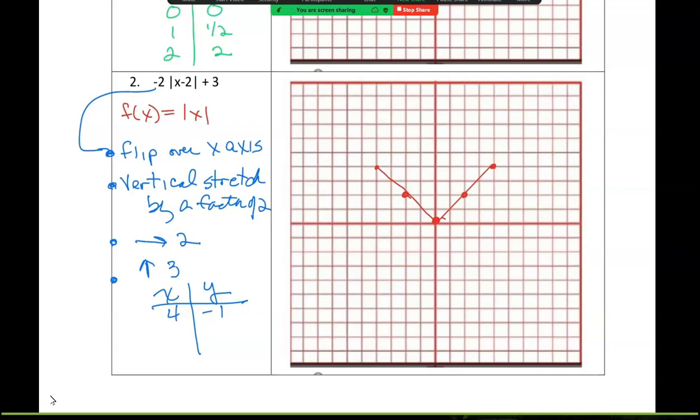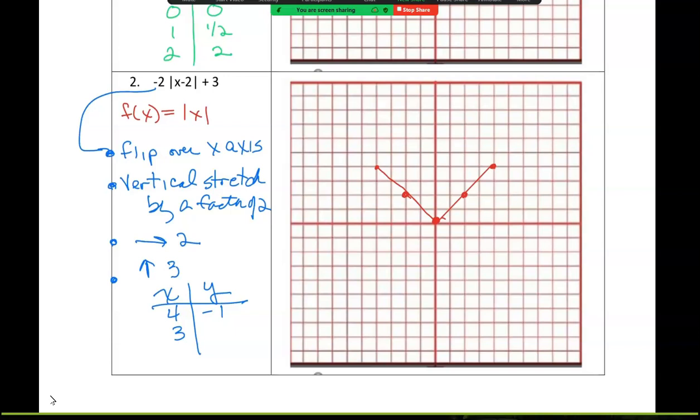So then I'm going to go another point. I'm going to go for a 3. 3 is a good number to work with because I'm keeping the numbers small. Okay, don't go crazy with your numbers. Pick numbers that keep it manageable and on the grid. I plug in a 3. 3 minus 2 is 1. 1 times a negative 2 is a negative 2.